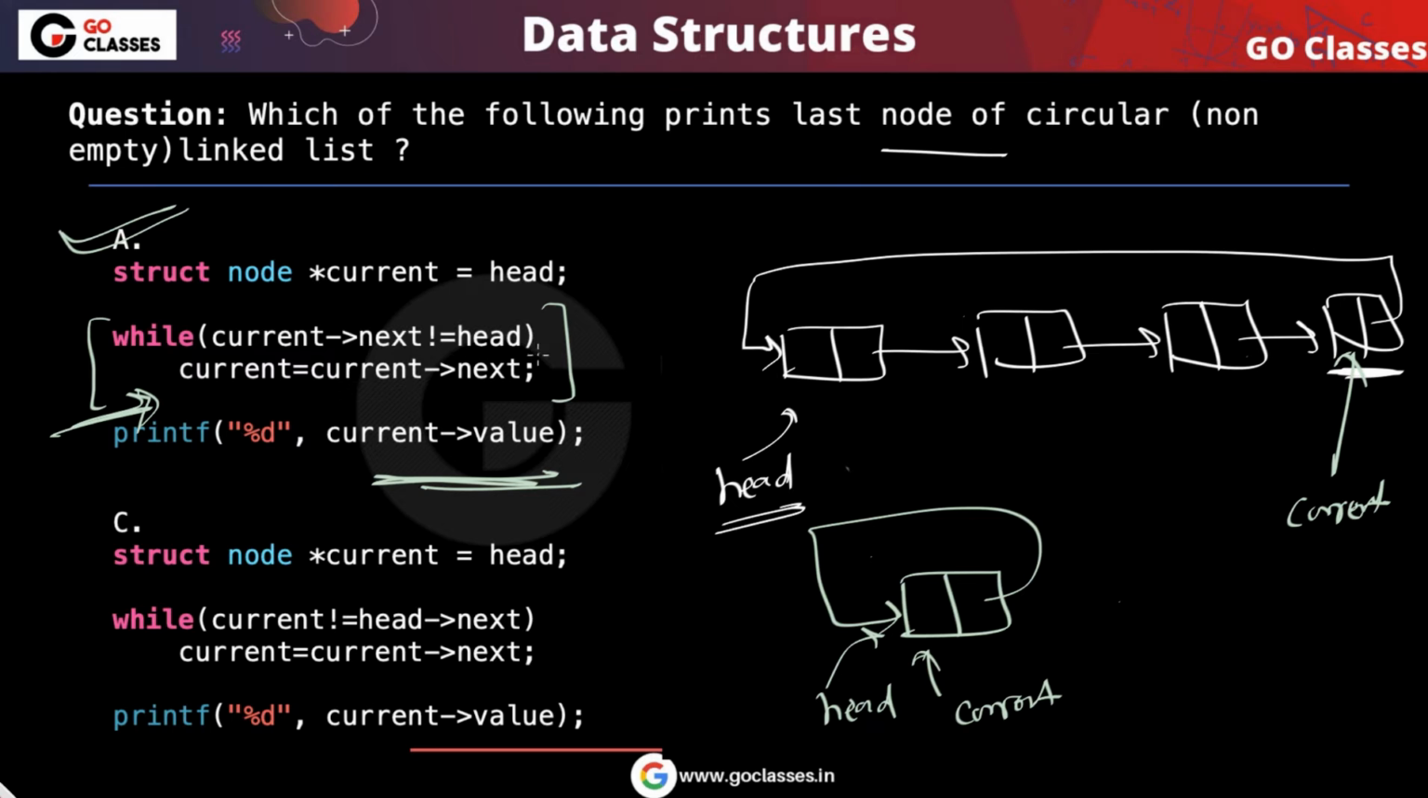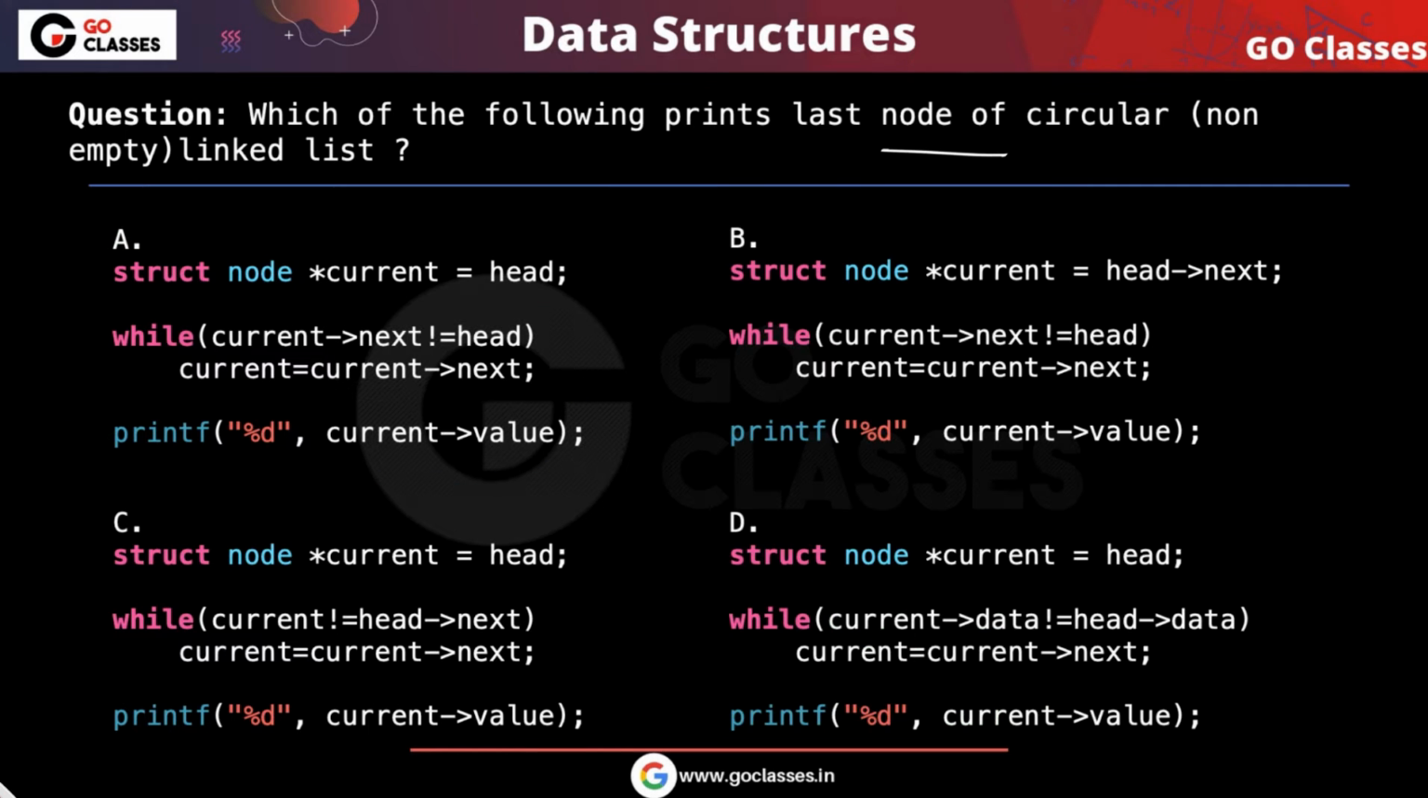Why? Because current next and head are actually the same, right? Current next is 1000 and head is also 1000, because both are pointing to the same node only, right? So in this case also it will work. So A is actually the correct answer. Now let's analyze the other options.